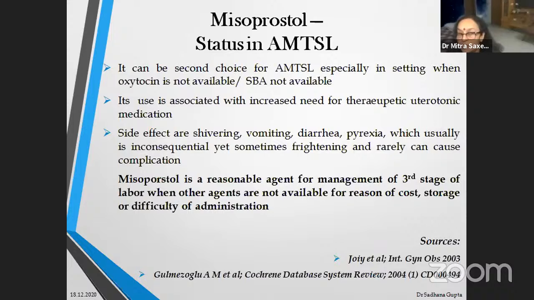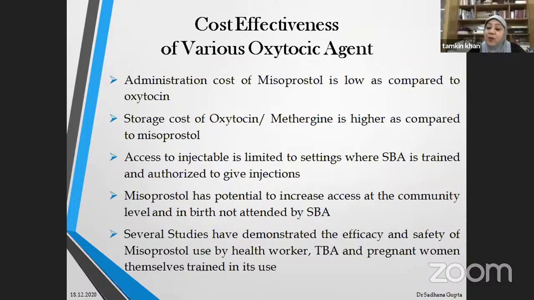And my PPH... Any panelist for a broader view, not for your institution, like people are having delivery in many settings. What is the status of misoprostol in AMTSL, only as a substitute for the injectable oxytocin? Any takeaway? According to WHO, it can be used instead of syntocinon because there's no problem of storing. Storage at the right temperature for oxytocin is very important, at 2 to 8 degrees centigrade, which we are not doing most of the time.